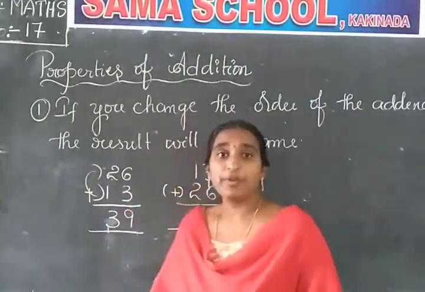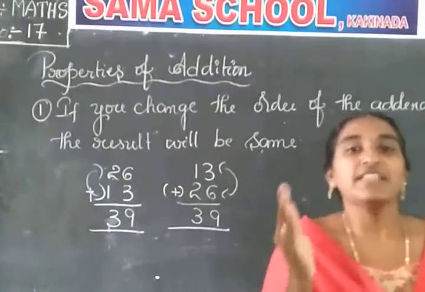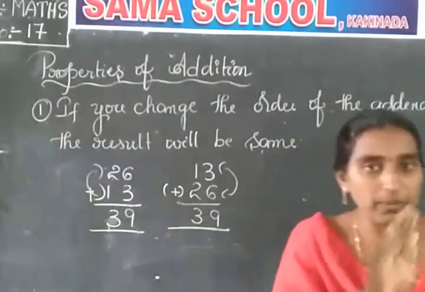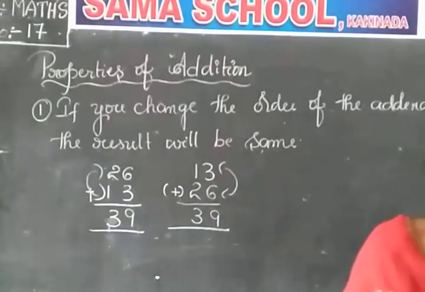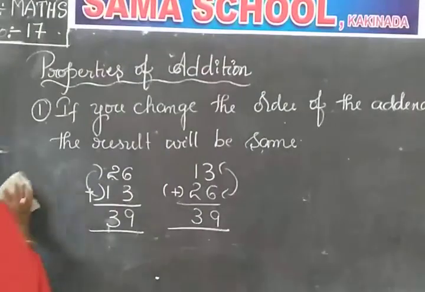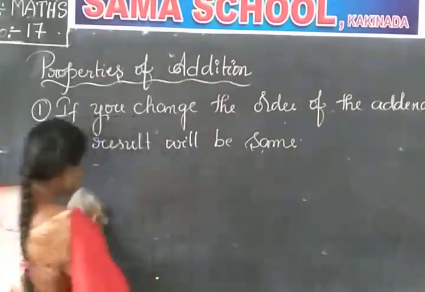What is the first property of addition? If you change the order of the numbers, then also the result will be same. The result will not be changed. Is it clear, children? Okay, let us go to the second property of addition. What is the second property of addition?